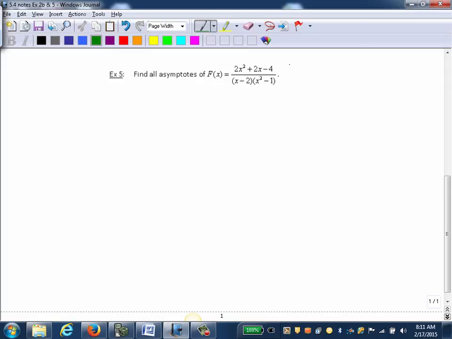So in my numerator, I can factor out a 2, and I'll be left with x squared plus x minus 2. In the denominator, I can factor my x squared minus 1 into x minus 1 times x plus 1. I've got a difference of squares. Now in the numerator, my trinomial x squared plus x minus 2, I can break that down further into x plus 2 times x minus 1.